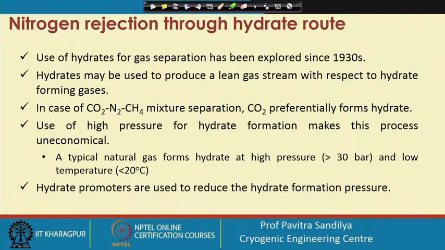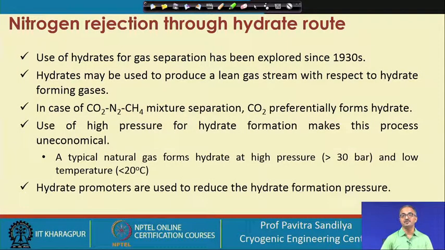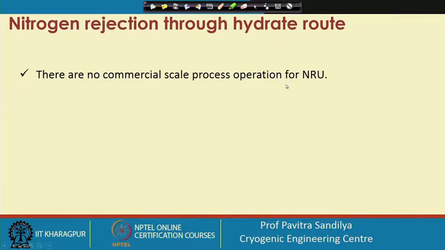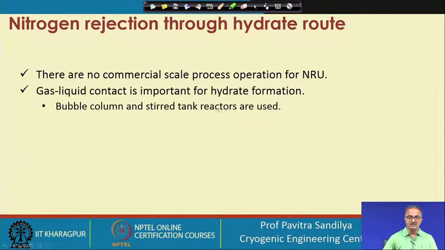To facilitate the hydrate formation, some kind of hydrate promoters are sometimes used to reduce this formation pressure. But we have to understand that whenever we use some promoter, we are also adding some kind of impurity to the system. So still there is no commercial scale process operation for NRU, and gas liquid contact is very important for hydrate formation, because unless the gas comes in contact with water, we cannot form the hydrate.